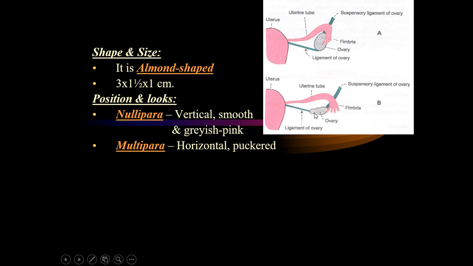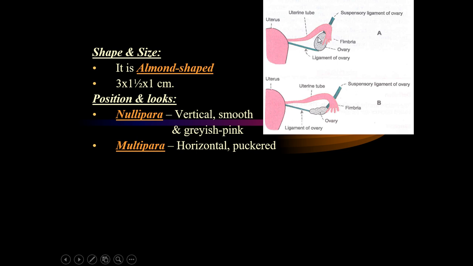Because of the frequent and prolonged stretching and pulling of the ligament of the ovary, it becomes almost horizontal in case of multipara. As well as, if you see the surface, it will be puckered. Why is it puckered? Puckered means uneven surface. If you can see here, this is the surface.